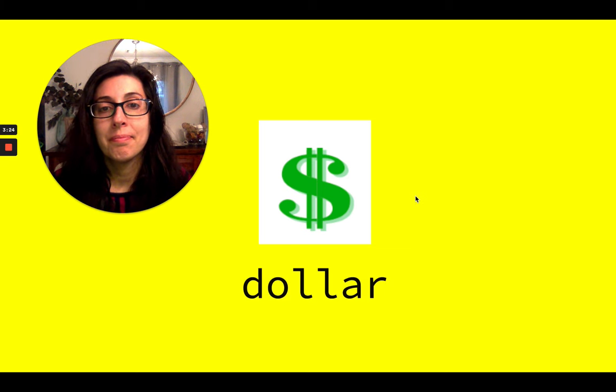That's right. What about this symbol? Do you know what this symbol stands for? Call it out in 3, 2, 1. This symbol stands for the dollar or money.